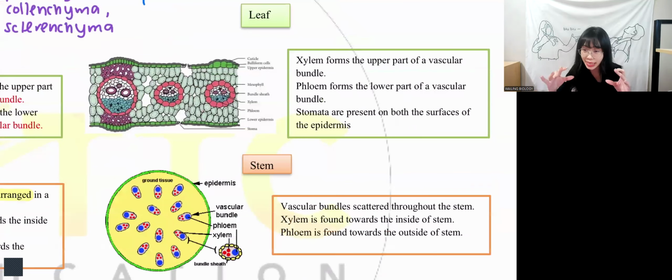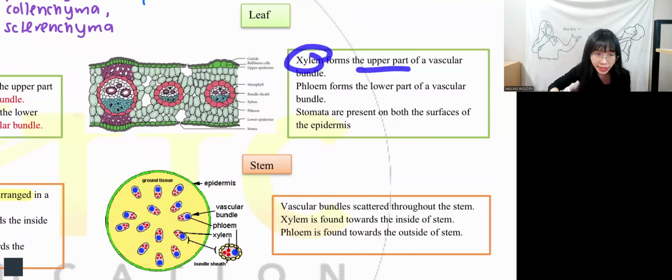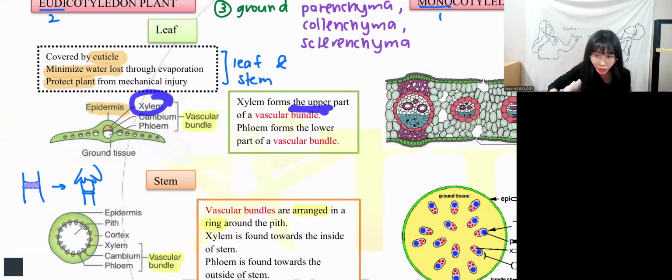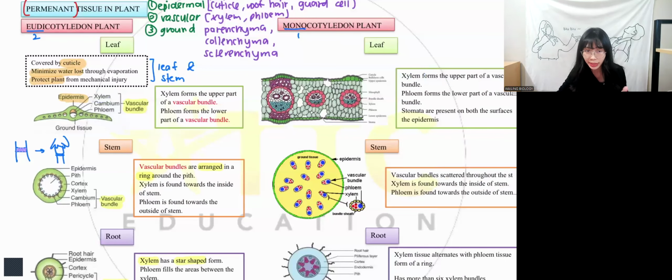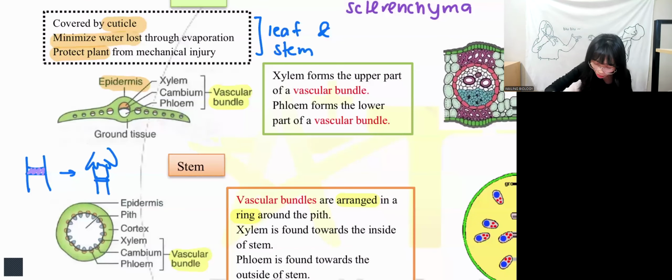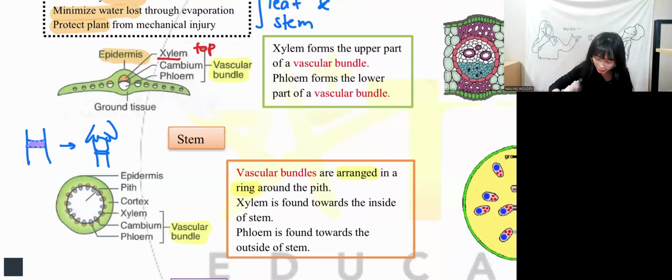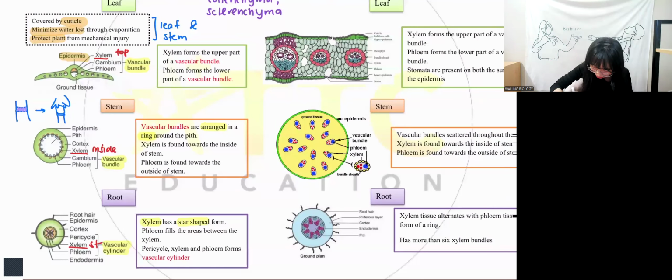The arrangement is different, but it's the same. Xylem is on top, the upper part, and phloem is at the bottom. How do you remember the location for xylem and phloem? In eudicot, only remember the xylem. Xylem is on the top part for leaf. Xylem is inside for stem. And for root, xylem is a star shape. So top, inside, star. Remember the location for xylem, and you will know the location for phloem.